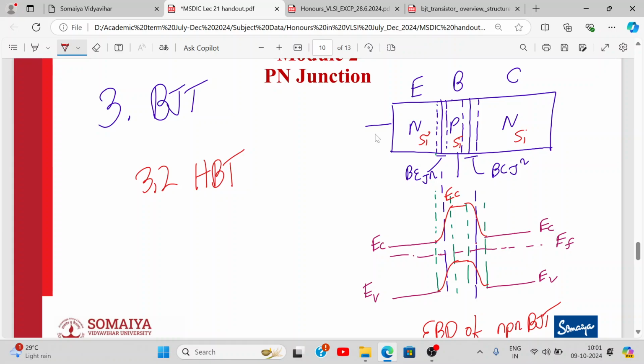These are very interesting. HBTs are normally used for high-speed devices. Once you understand, the concepts are easy. But it's interesting to study something new which you don't know. BJT you know, but HBT you are not aware of. Neither heterojunction. So we'll look forward to completing that in the next class.